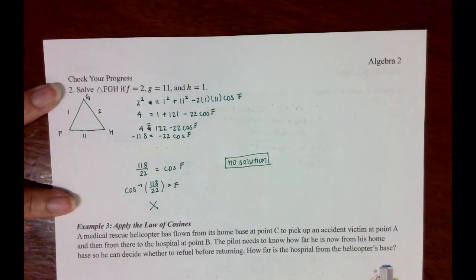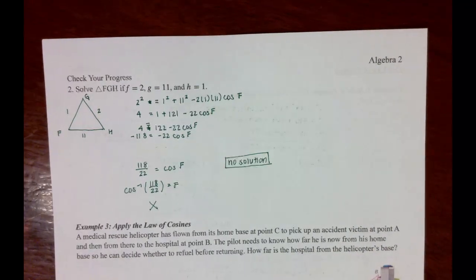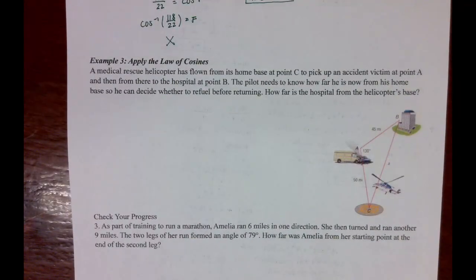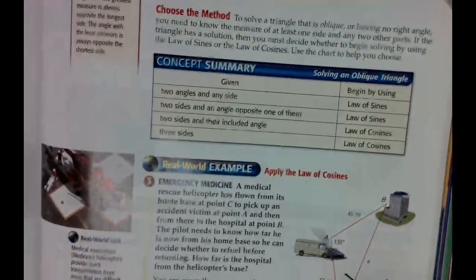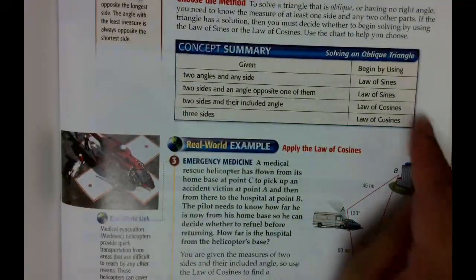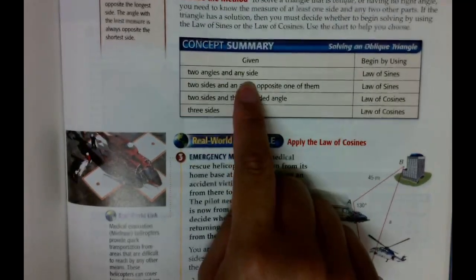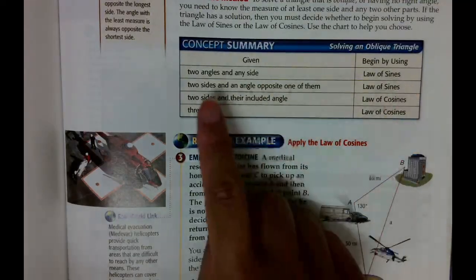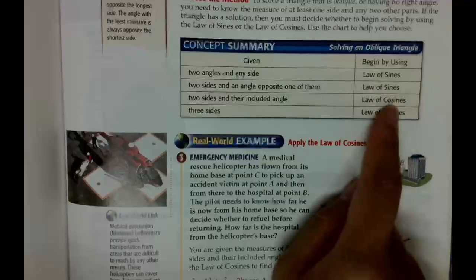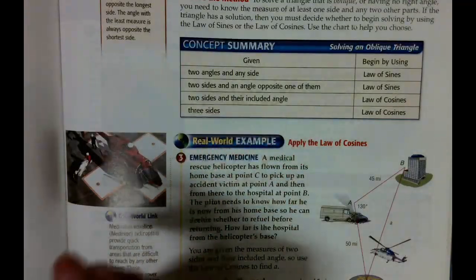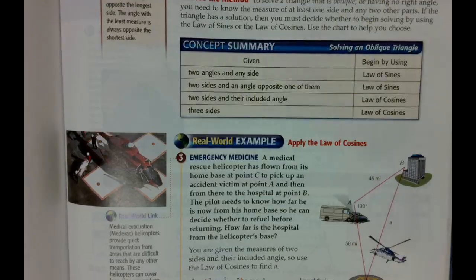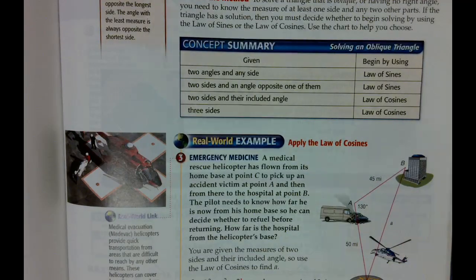Okay, there's that. Okay, so we're going to be moving on to our last example, which is example 3. But before your book gets to the last example, example 3, it gives you some advice on when you should use law of sines and law of cosines. Okay, so here it is. So two angles and any side, use law of sines, or two sides and an angle that's opposite one of them, law of sines, and then other than that, you use law of cosines. Right? So basically, law of sines you can only use it if you can figure out a pair.